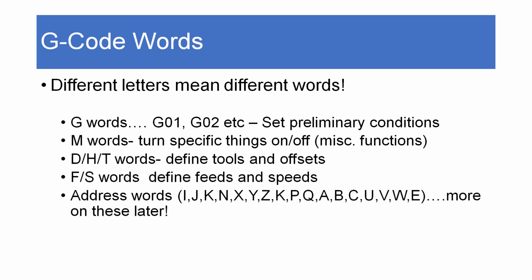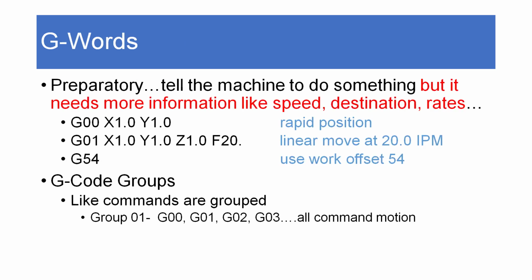There's a lot more address words: I, J, K, N, X, Y, Z, P, Q, A, B, C, U, V, W, E. More on those later. Don't worry about them. Just remember G, M, D, H, T, F, and S. So G words, preparatory. They tell a machine to do something, but it's got to have more information. Generally, these always need a destination, a speed, and rates.